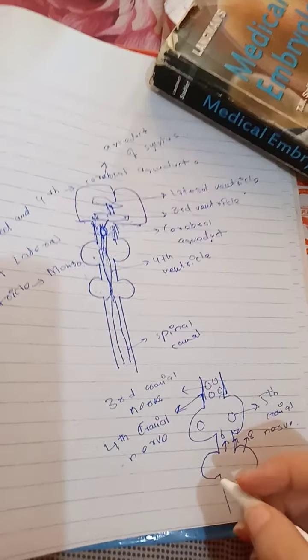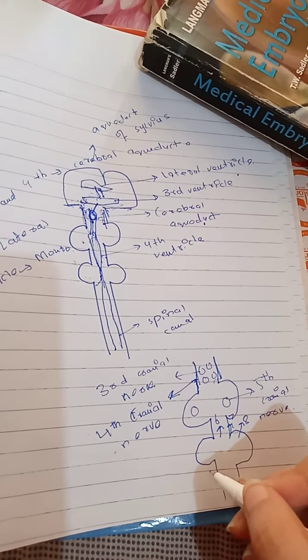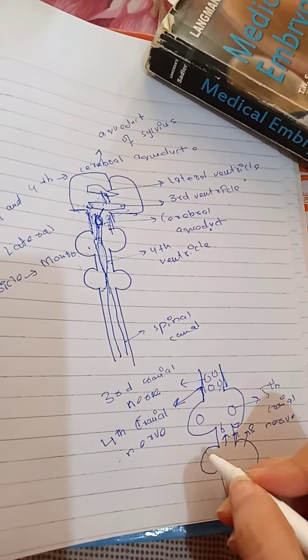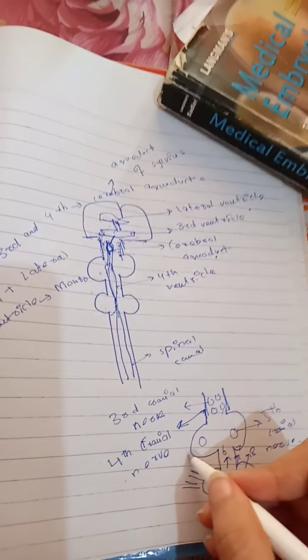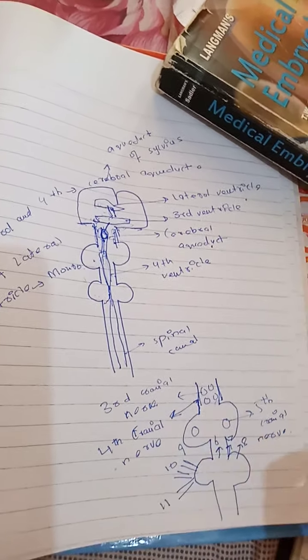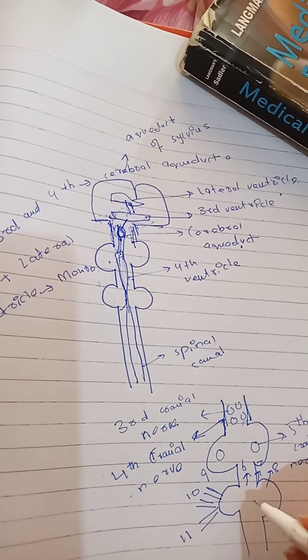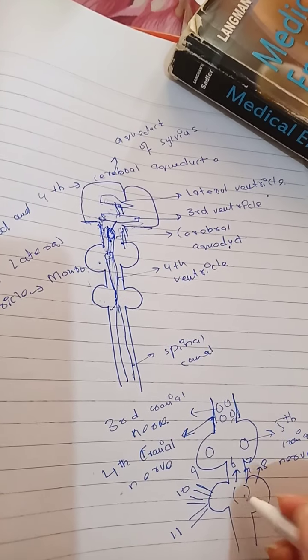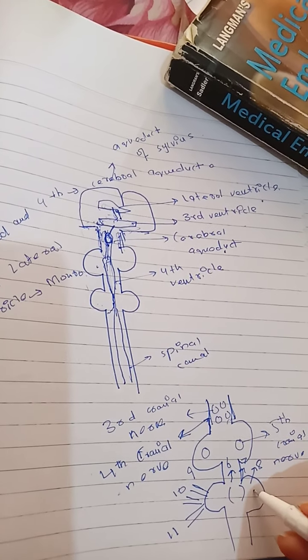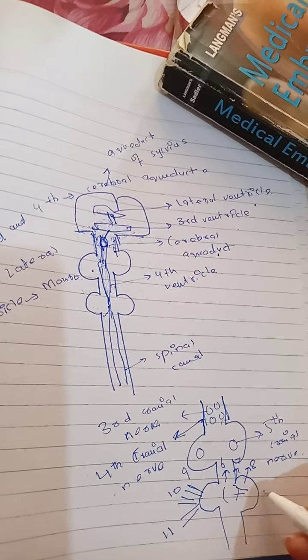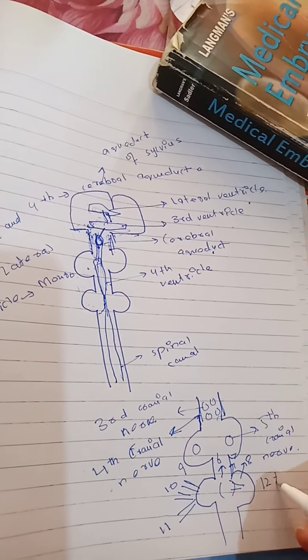Okay, now 6, 7, 8 is covered. Now laterally from the medulla oblongata arise the 9, 10 and 11 cranial nerves. The medulla oblongata in turn is divided into the pyramids and the olives. At the junction of the pyramids and the olive is present the 12th cranial nerve.